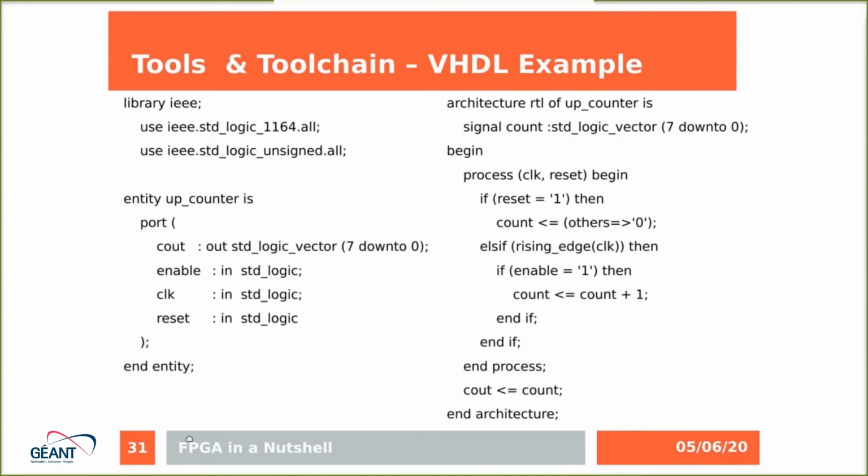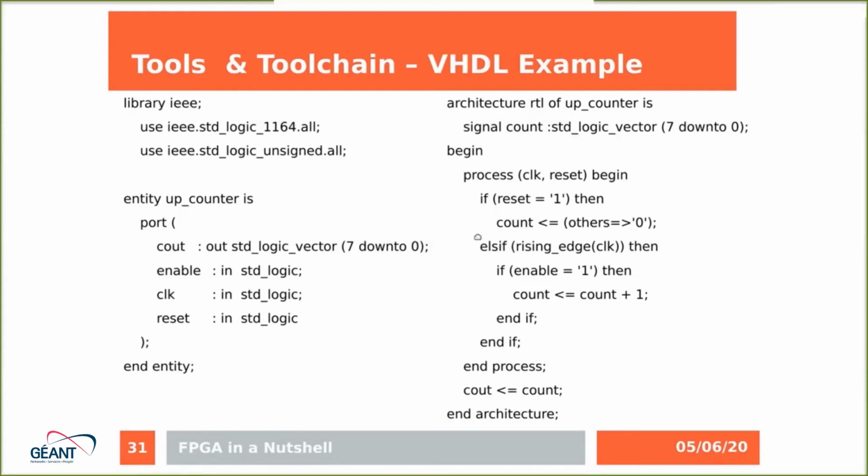First of all, we need to define the entity, which is the interface of our digital design. So we have an output called cout, which is 8-bit wide. We are indexing from 0. And after that, we have the enable signal, which enables the counting. And then we have a clock signal and a reset signal.